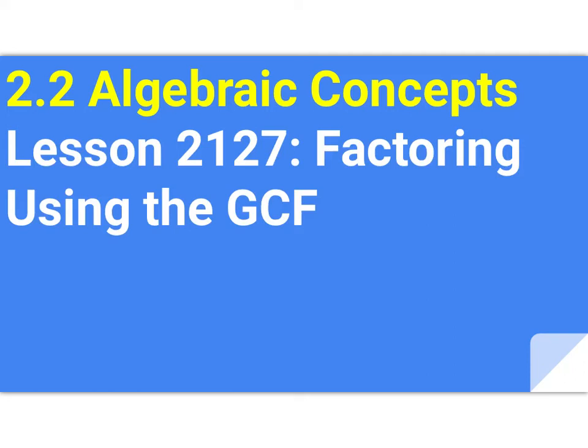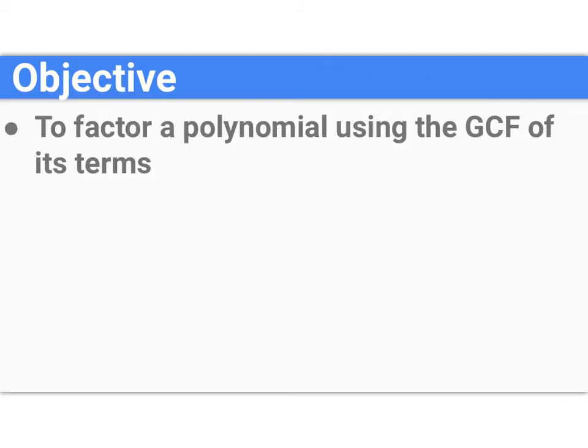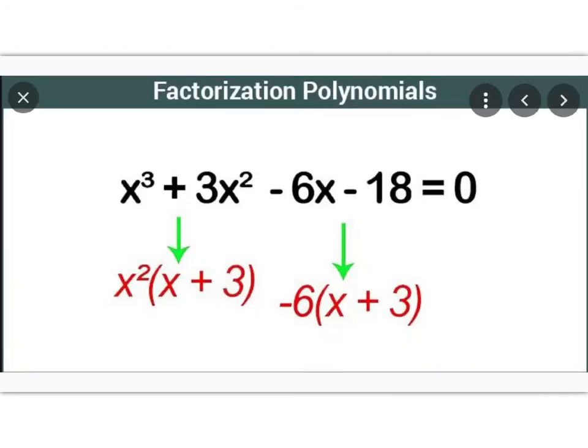Welcome to lesson 127 of algebraic concepts, factoring using the greatest common factor. All right, here's our objective, vocabulary, here's some pictures. So please pause the video and read through these things to get an understanding of what we're doing today. So basically we're pulling out the greatest common factor between polynomials.